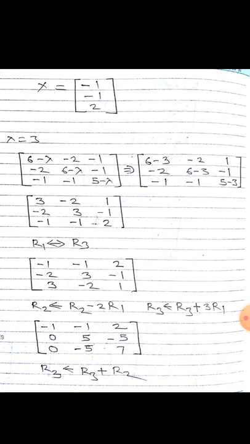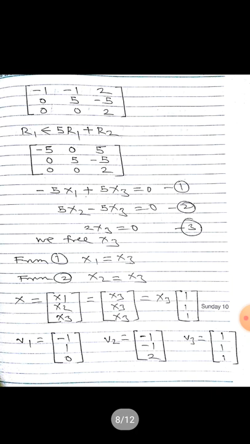So the changes in the matrix is minus 1 minus 1 2, R1 as it is, R2 becomes 0 5 minus 5 for R2 minus 2 R1, and for R3, R3 plus 3 R1, 0 minus 5 7 will be the simplification. Again we perform R3 plus R2 to get echelon form. Minus 1 minus 1 2, row 1 as it is, row 2 as it is, 0 5 minus 5. The change in R3 is 0 0 2.